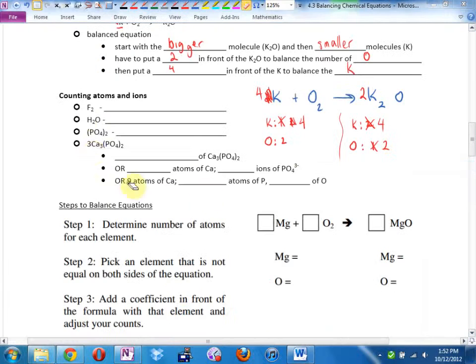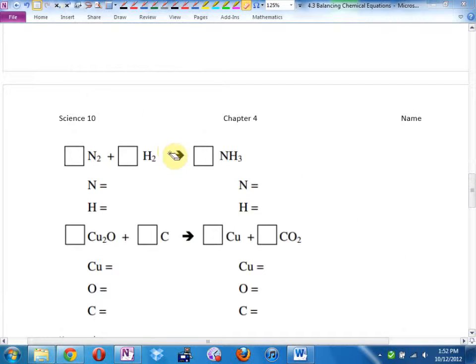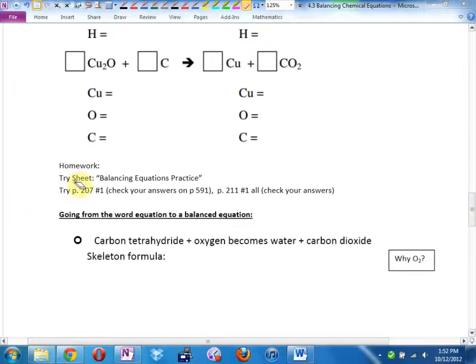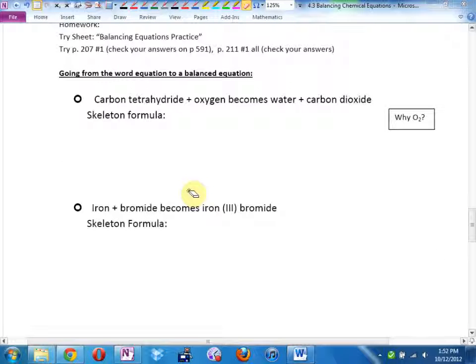What I want to do is go through these examples, and then when we get to the homework, I'm going to press pause. I have a sheet for you to practice, some from the textbook. I'm also going to give you a printout so you can see any missing assignments that you've got, because that is going to be homework for the weekend. Then on Monday, we'll go from words to a skeleton equation to a balanced formula, the toughest part. Now we're done the unit.